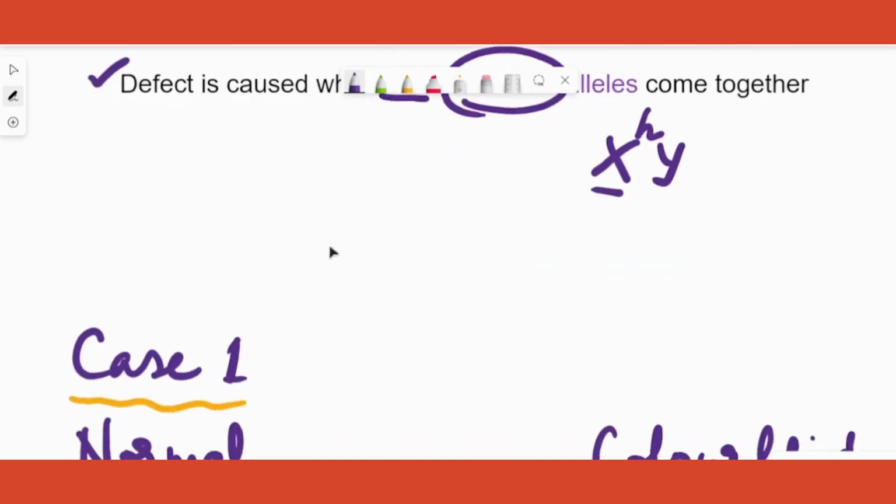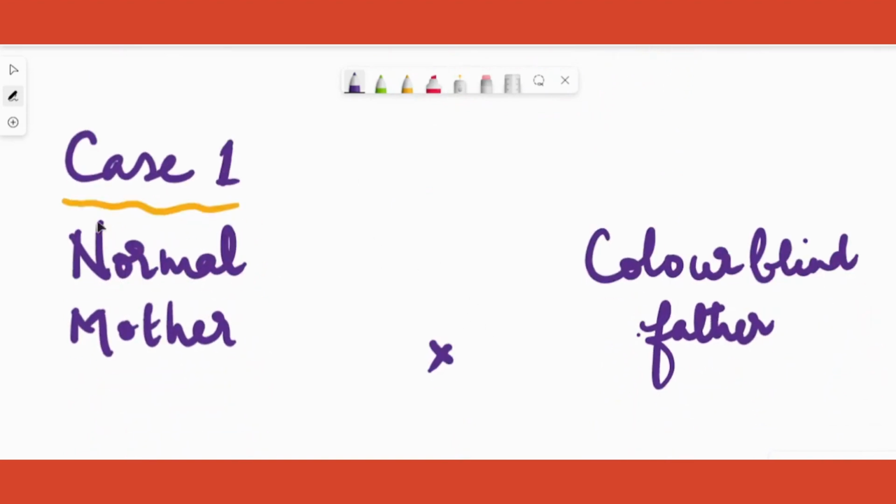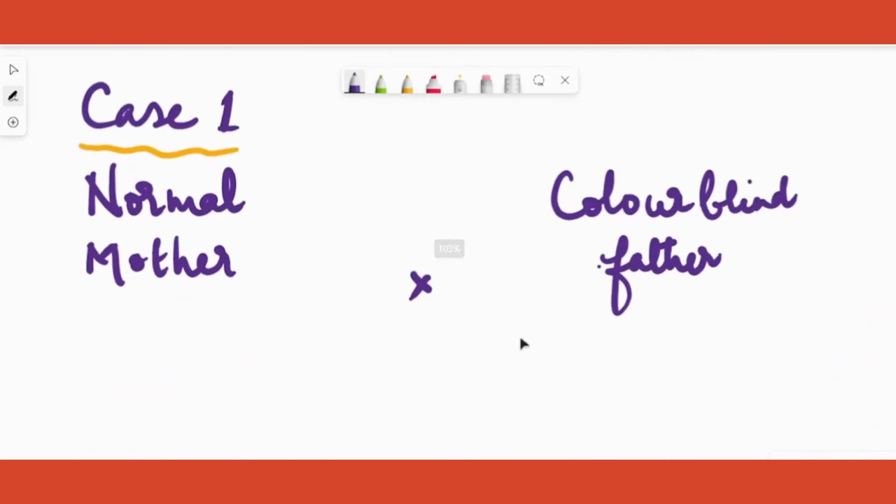Now we will look at different cases that you can get in your exam. Cases meaning questions that you can get in your exam where you have to solve.